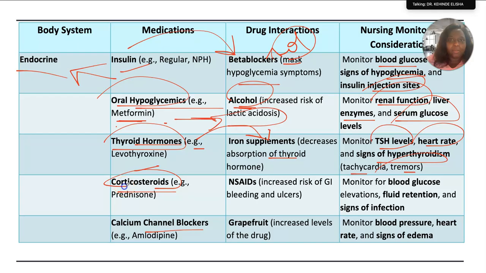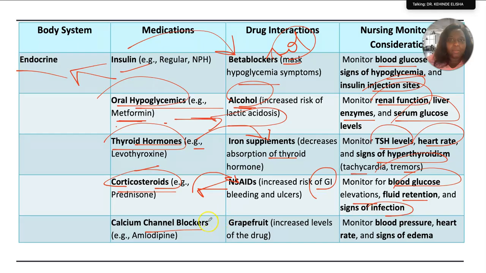What about corticosteroids? A corticosteroid like prednisone, when we combine it with NSAIDs, we know there is a risk for GI bleeding. NSAIDs by themselves can induce bleeding and ulcers, but whenever we combine them with prednisone, it's going to make it even worse. So we've got to monitor blood sugar also, as well as fluid retention and signs of infection.